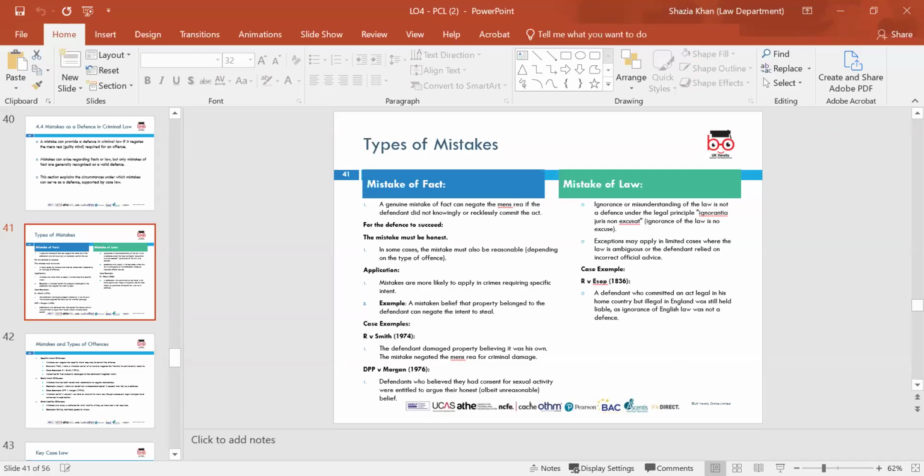Some crimes may set forth that mistake of fact is a defence. Otherwise, if a criminal defendant can prove that the mistake reasonably negated an element of the crime, the defence will usually be held to apply and absolve the defendant of liability. And the popular cases are the case of Aaron Smith, 1974, and DPP v Morgan. In Aaron Smith, the defendant damaged property believing it was his own, and the mistake negated the mens rea for criminal damage. And in DPP v Morgan, 1976, defendants who believed that they had consent for sexual activity were entitled to argue their honest belief.